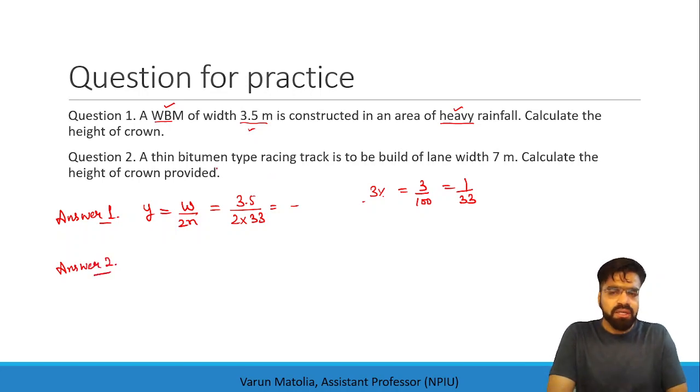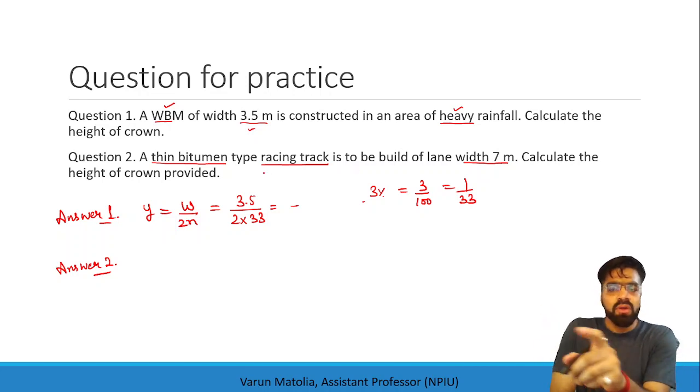So I want you to solve this question. The specifications given here are: thin bitumen pavement, you have the pavement type, then you have the pavement width, and very important, you have a racing track. Racing track means there will be fast moving vehicles. So for fast moving vehicles, thin bitumen type road, a lane width of 7 meter will have what camber?